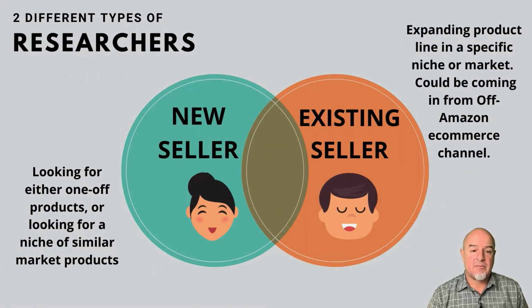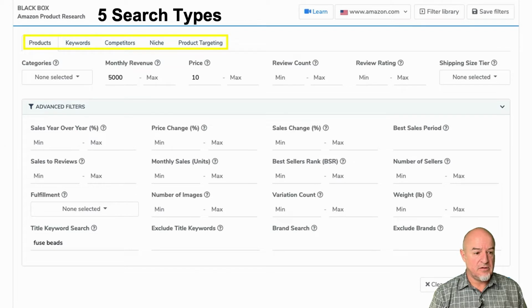Now, specifically, black box is for 2 different types of researchers. Either a new seller who's looking for either a one-off product or looking for a niche of similar market products, or perhaps you're an existing seller and you want to expand your product line in a specific niche or market, or you could be coming in from off Amazon on some other e-commerce channel, such as your own store or Walmart or eBay or the likes. So that's the 2 different types of sellers who will be using this tool, and I'm going to break down the 5 different search types moving forward from here.